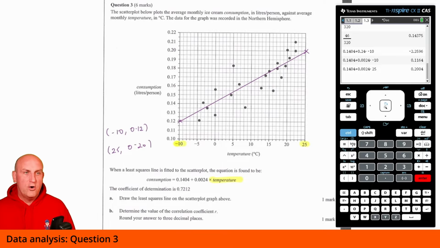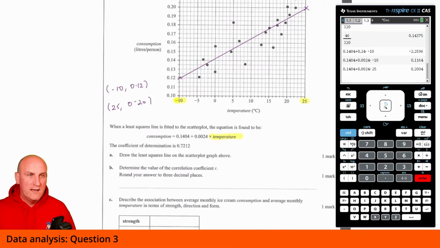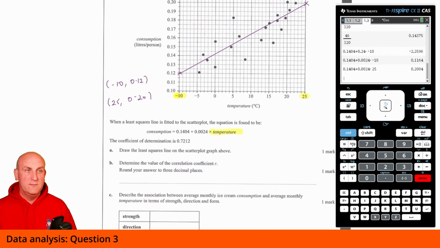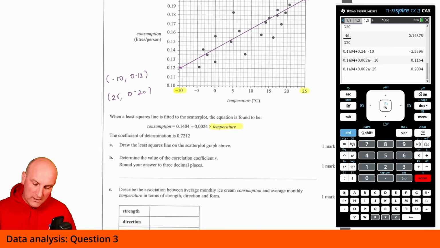Determine the value of the correlation coefficient R and round your answer to 3 decimal places. Right, well, they've told me the coefficient of determination. I know that that's my value of R squared. So if I square root my value of 0.7212, then I should be able to get that.